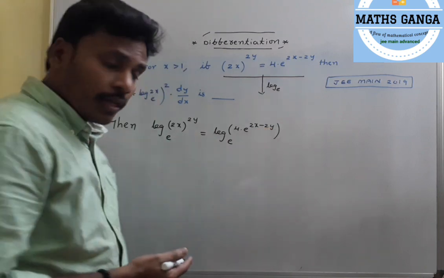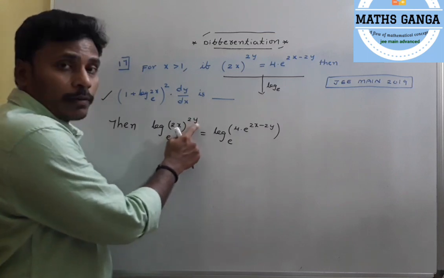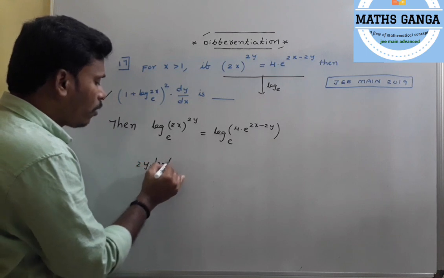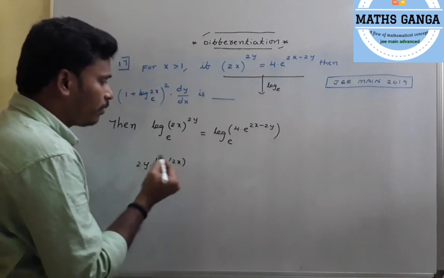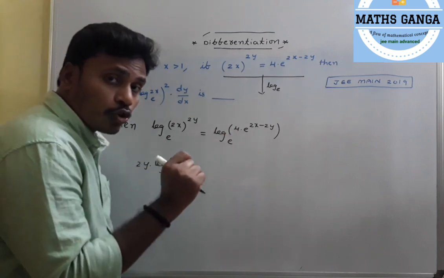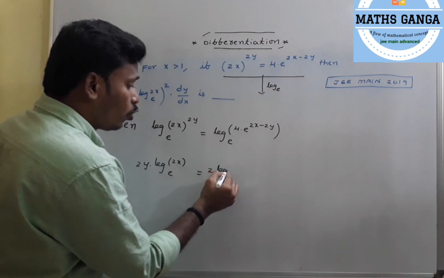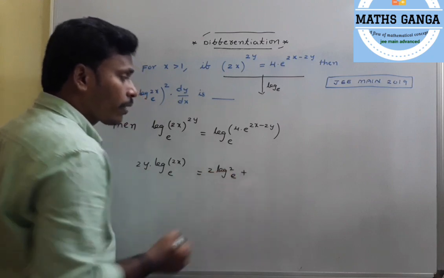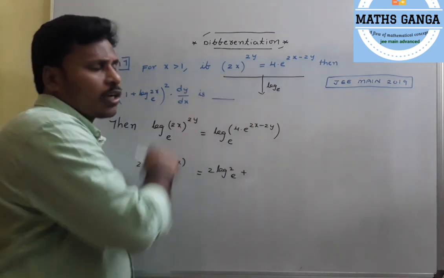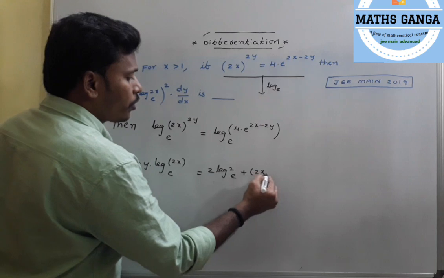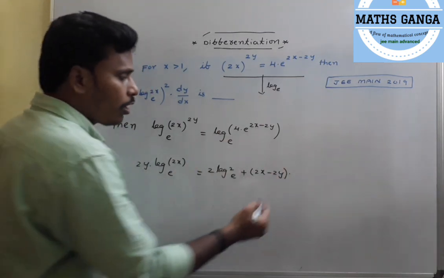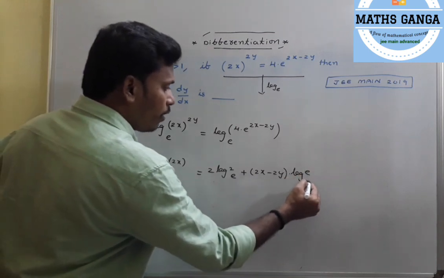Now how to proceed? Look here, this is logarithm of 2x power 2y. Collect 2y here. So 2y into logarithm of 2x to the base e is equal to log 4 to the base e. Log 4 to the base e can be written as 2 log 2 to the base e plus logarithm of e power 2x minus 2y. Collect 2x minus 2y as a coefficient. So 2x minus 2y into log e to the base e. That log e to the base e is simply 1, we know it.